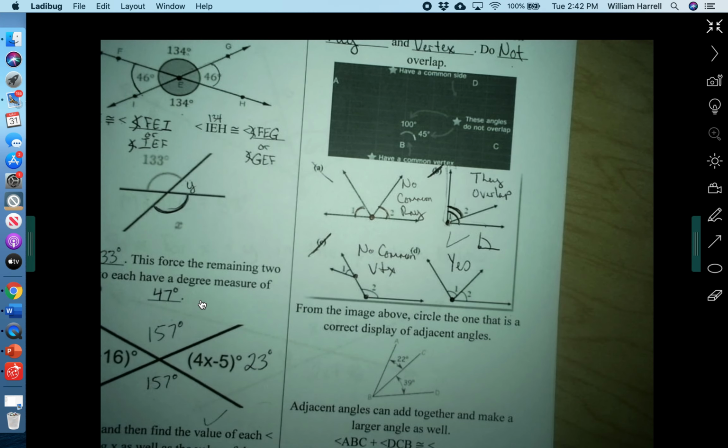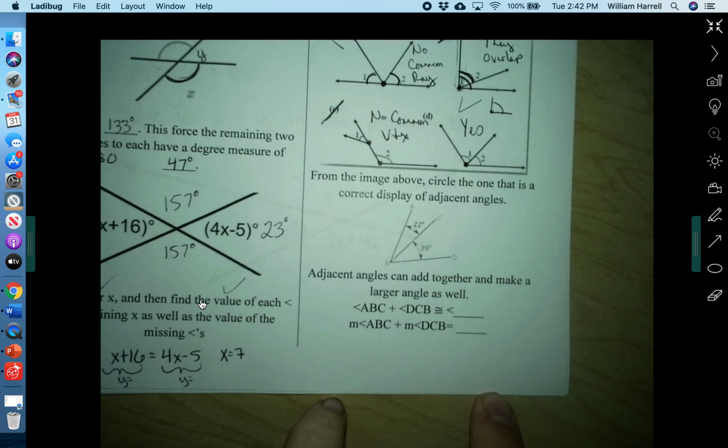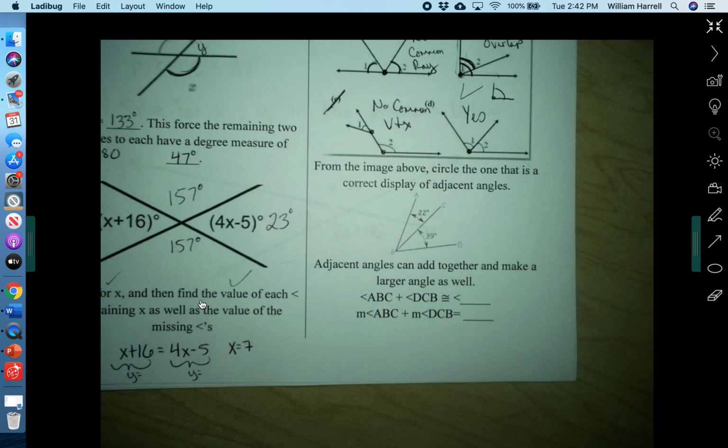Alright. Now, there's this fancy postulate, and postulates just are like fancy math terms. I just like to use this stuff as common sense. Okay? Angle ABC plus angle DCB is congruent to what angle? The measurement of angle B plus the measurement of angle DCB is equal to what? All this postulate says, if you have two smaller angles, it has to be a bigger one. So, what do I mean by that? If you have two $5 bills, you add them up, it becomes $10.